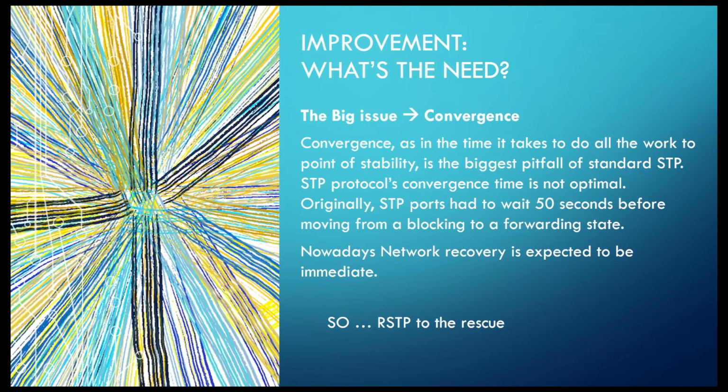So, what's the need for improvement? The big issue with standard STP is convergence. Convergence, as in the time it takes to do all the work to the point of stability. This is the biggest pitfall of standard STP. The protocol's convergence time is not optimal.